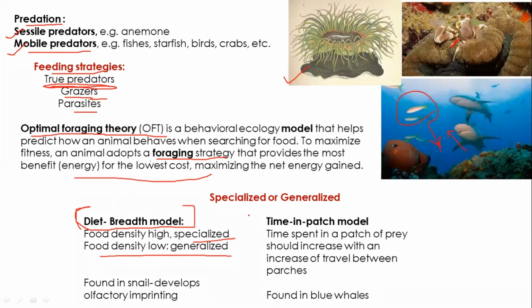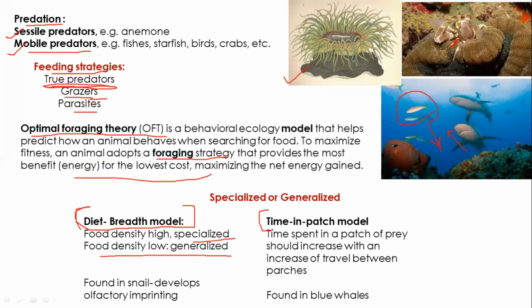Now there is another model, which says that time spent in a patch of prey should increase with an increase in travel time between patches. So if a predator has found a patch of food, the time that predator is going to spend in that particular patch is directly linked to how much time it has invested to find that patch, and how much time it is going to take to find another patch, right?